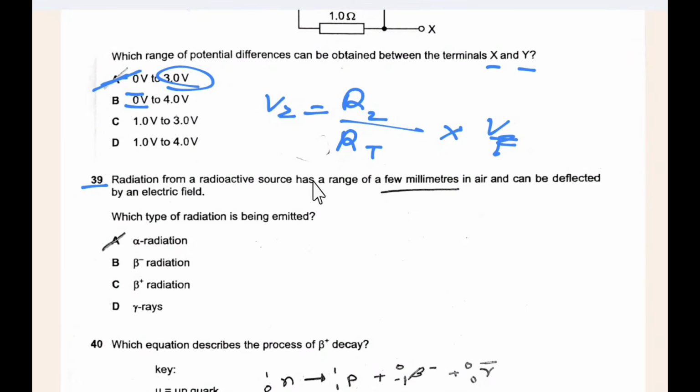39. Radiation from a radioactive source has a range of a few millimeters in air and can be detected by an electric field. Which radiation is being emitted? Since it is detected by an electric field, that means it has some positive or negative charge. But gamma radiation has no charge, so this is wrong. Since it has a range of a few millimeters, it would be alpha, not beta, because beta particles have a range of a few centimeters or 10 centimeters. For alpha, it can travel a few millimeters. So the answer should be A.